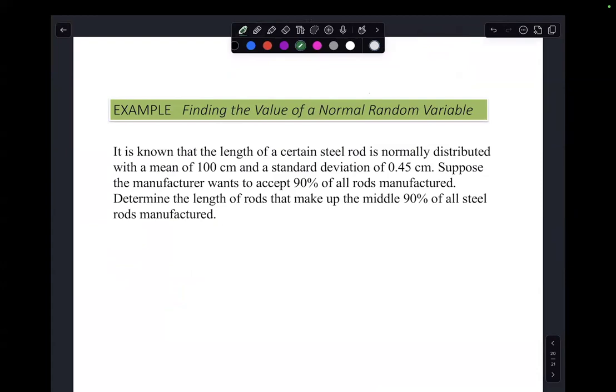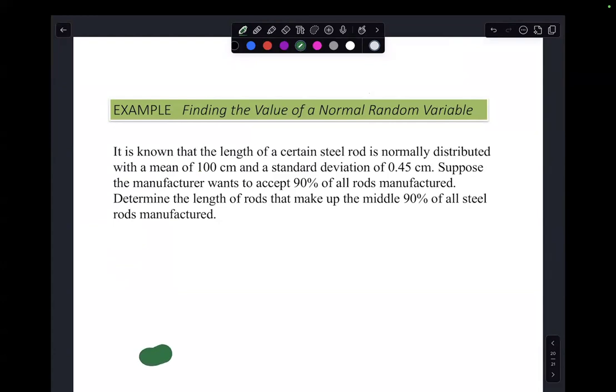So it's known that the length of a certain steel rod is normally distributed with a mean of 100 centimeters and a standard deviation of 0.45 centimeters. Suppose the manufacturer wants to accept 90% of all rods manufactured. So we want to know the length of the rods that make up the middle 90% of all rods. Questions like this are where most of the mistakes are made.